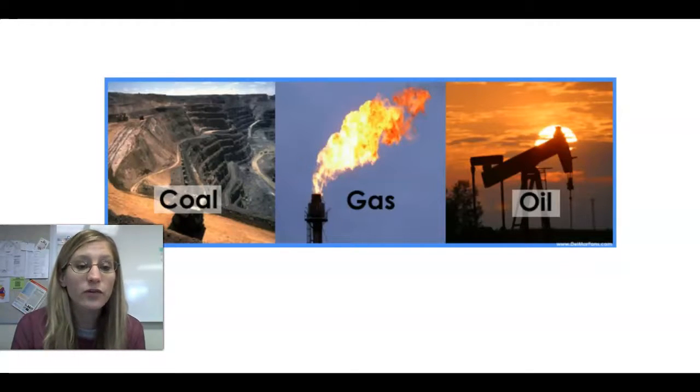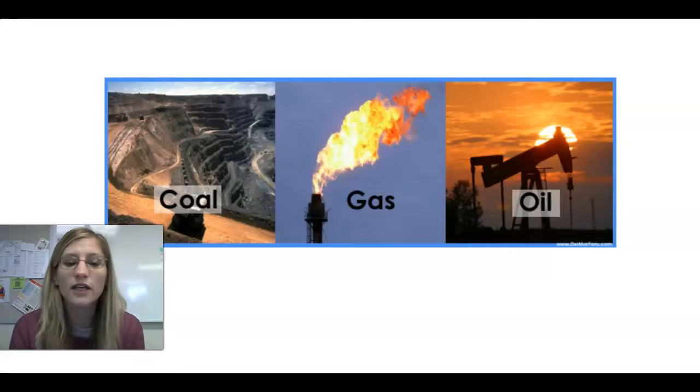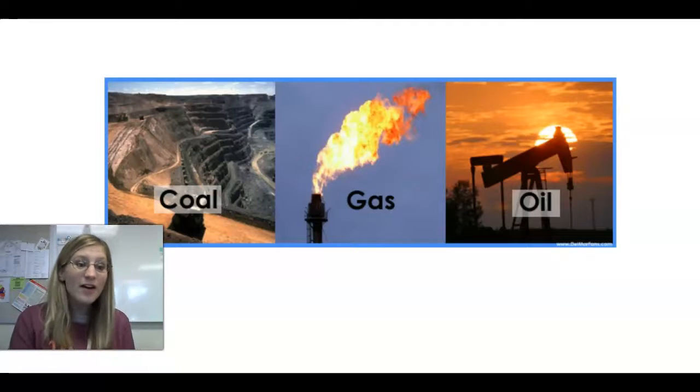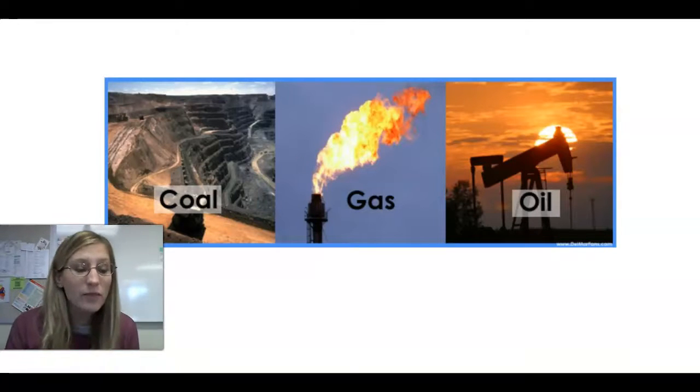On these fossil fuels, what else do they have in common? Good. I hope you said that they're non-renewable. All of these materials are non-renewable. Coal is non-renewable. Natural gas is non-renewable. And oil is non-renewable.